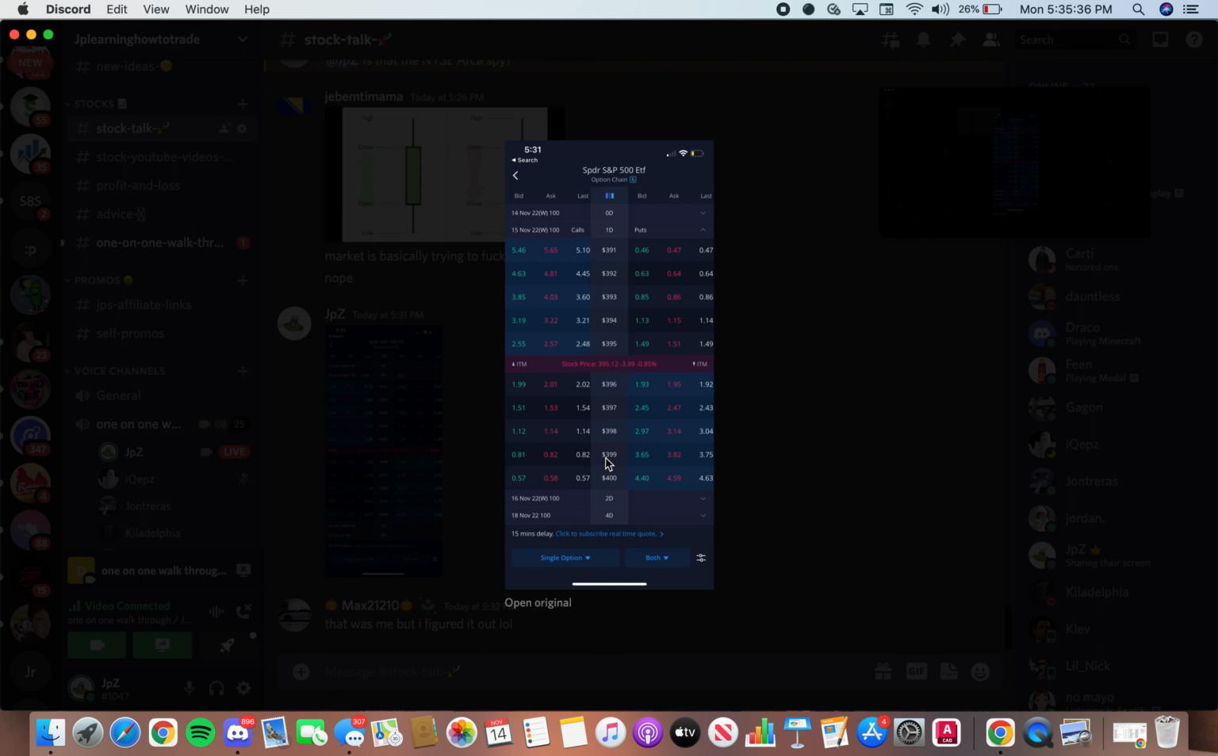And then also the farther out the contract, the more profit that you can get because you're only spending 0.82. But say that it goes in the money, it'll now be worth 2.48. So you'll make over $100, like $160 on that, right? So yeah, that's kind of how this works.